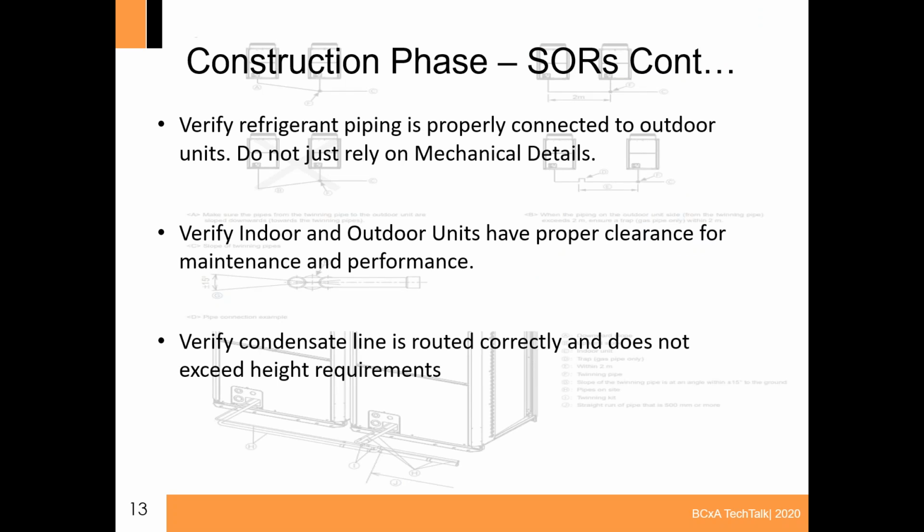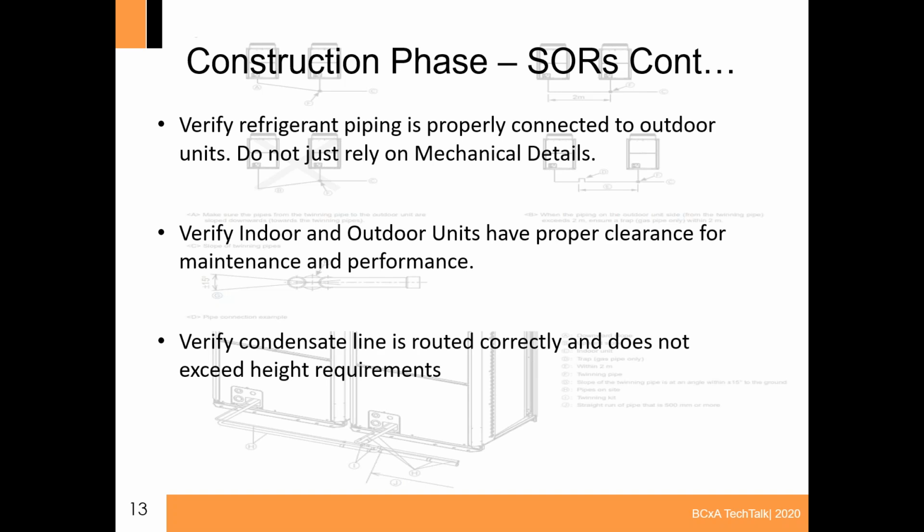So for site observation reports, more things you can look for: verify refrigerant piping is properly connected to the outdoor units. And what I mean is, don't just rely on the mechanical details. Basically, those mechanical details can be fairly generic. So I would suggest taking the install manual out and looking through that to verify that they've installed these outdoor units correctly, based on how they're supposed to run this refrigerant piping to multiple outdoor units. I think the install manual may be more helpful than the mechanical details.